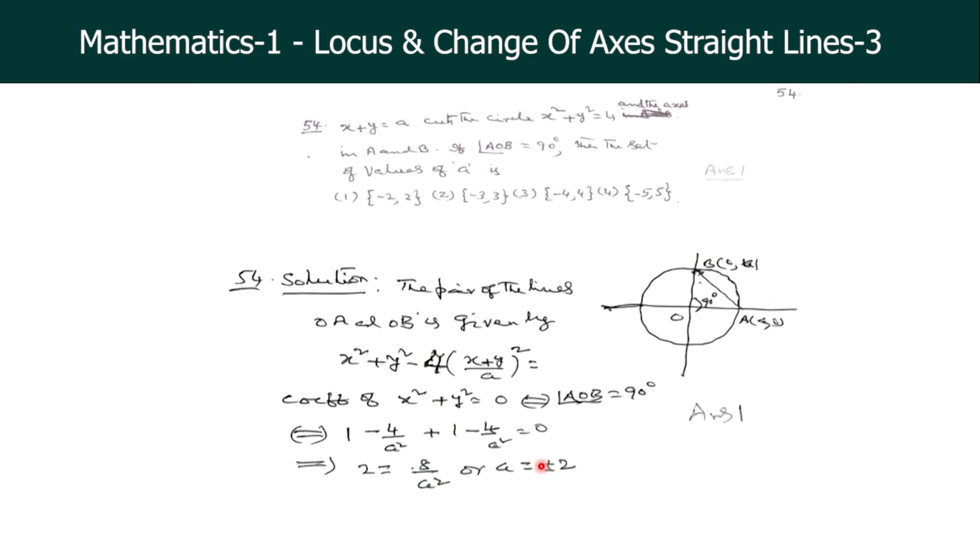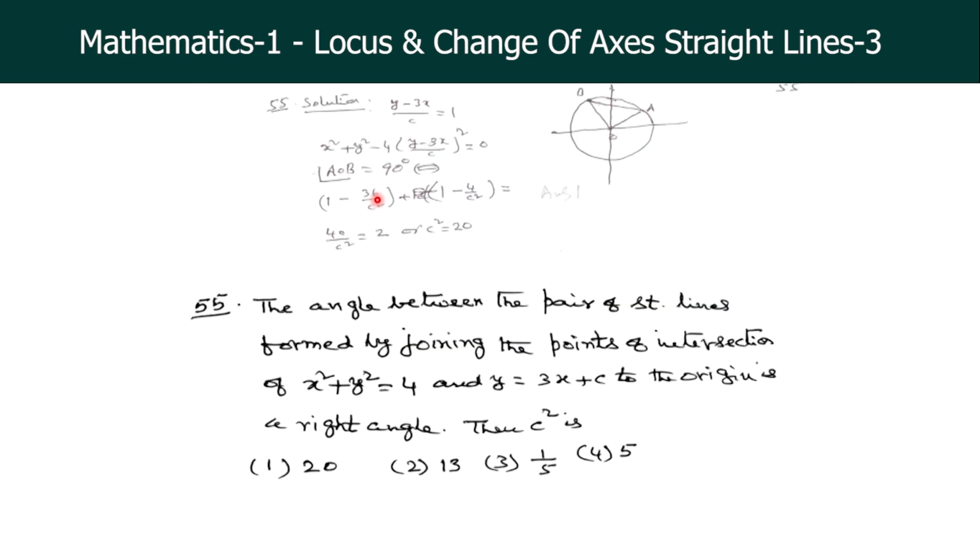So here the only thing is the combined equation of A and B. The combined equation of the lines OA and OB is given by x square plus y square minus 4 into x plus y by a whole square equal to 0. And because the angle between those two lines is 90 degrees, in the equation the coefficient of x square plus coefficient of y square must be 0. Which shows that 2 is equal to 8 by a square, or a is equal to plus or minus 2. So correct option is number 1.